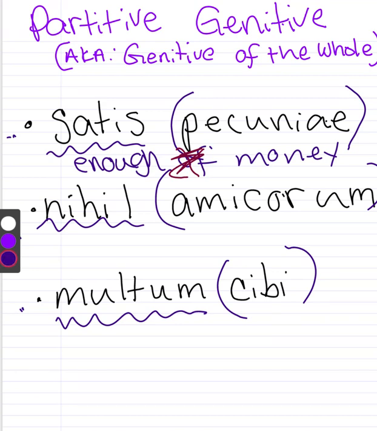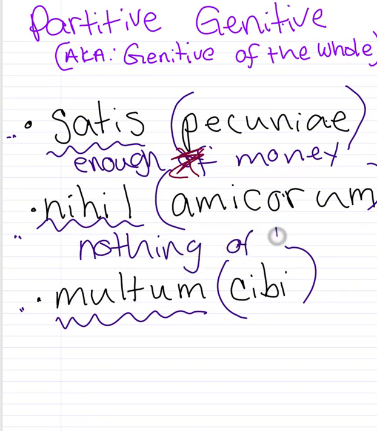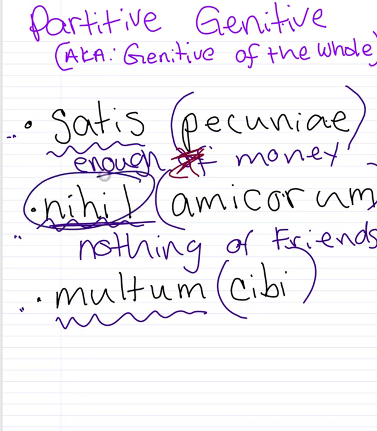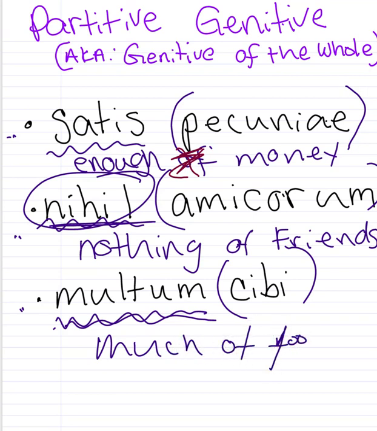The same idea we have here, nihil amicorum. Amicorum, friends, nihil, nothing. It will be, I have nothing of friends. Literally meaning, well, more commonly known as I have no friends. Out of all the friends, I have the nothing or the none amount of them. When it comes to food, I have much of food. Again, we would probably say something like, we have a lot of food.